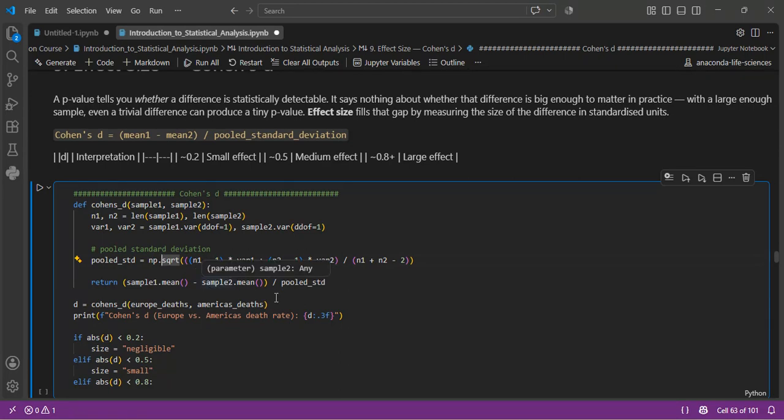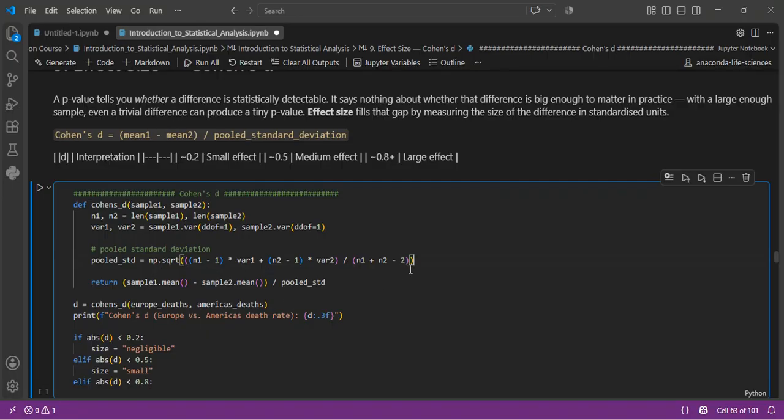Because I've told you earlier that NumPy is used for numerical computation, because it's extremely fast when it comes to numerical calculations. So for us to implement these equations effectively or efficiently, we use np.sqrt, the square root.